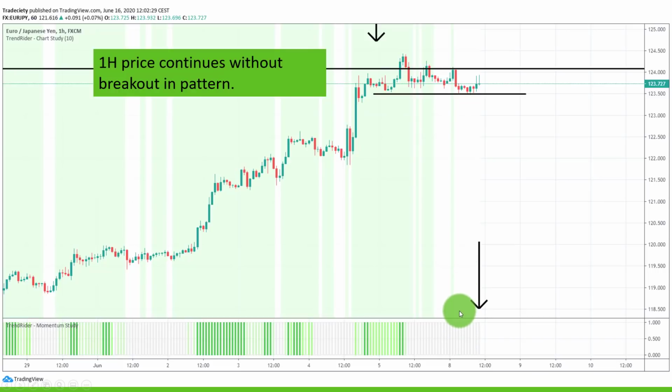It helps you stay out of the market because many traders have an issue, and many new traders especially have an issue with being patient. They always want to get into trades too early. They are afraid of missing trades, and the trend rider really helps you stay out of the market with confidence.